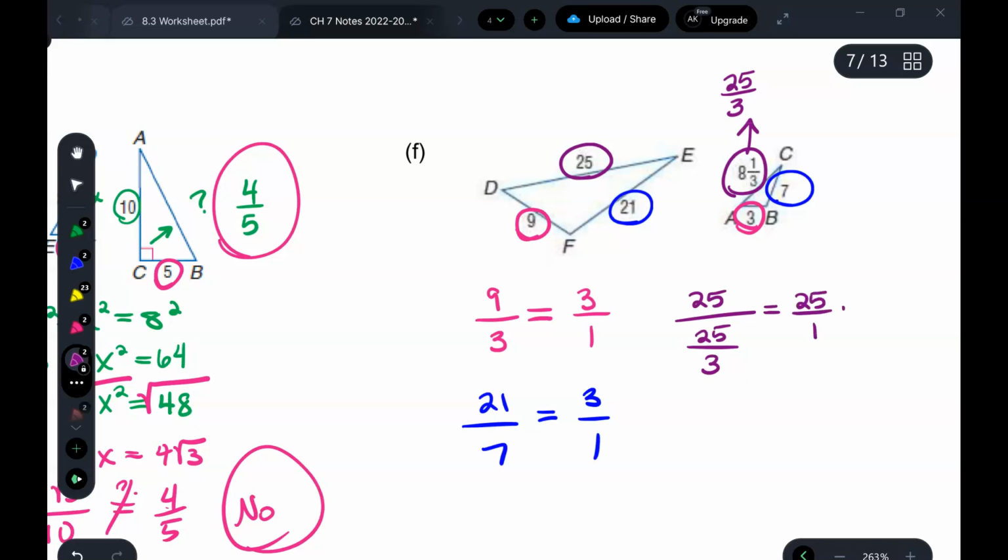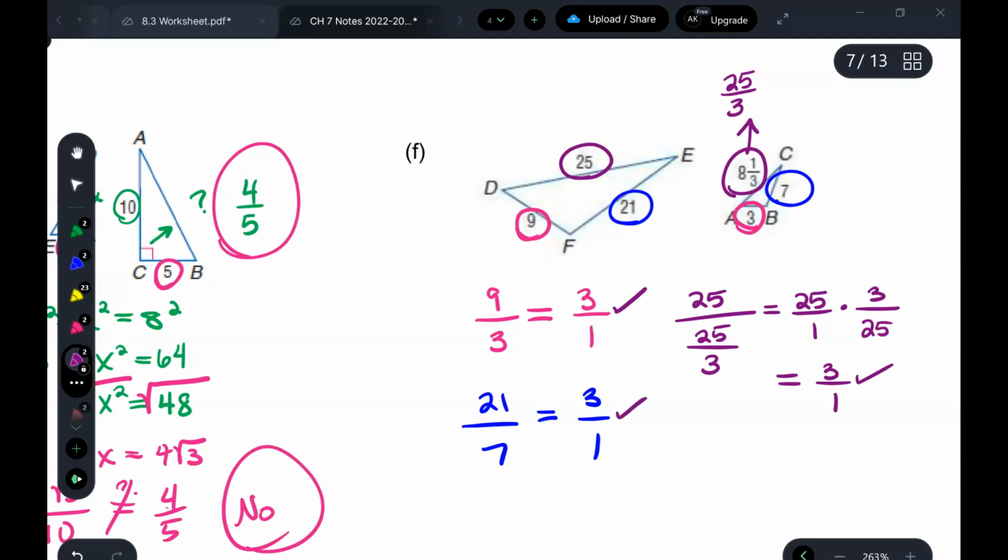So do 25 over 1 times 3 over 25, because we're keeping 25, change division to multiplication, and flip. Copy, change. Wait, why did you do 25 over 25 over 3? Because I'm comparing 25 to 25 thirds. 25 thirds is the same thing as 8 and 1/3. I don't get how you got to the 3 over 25.